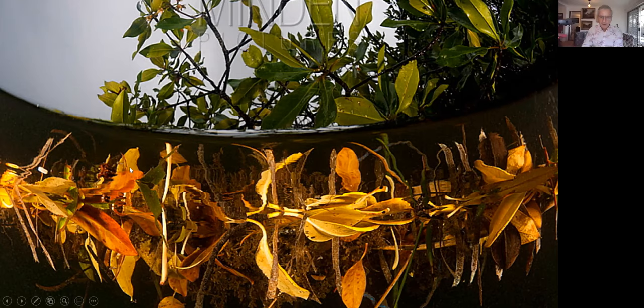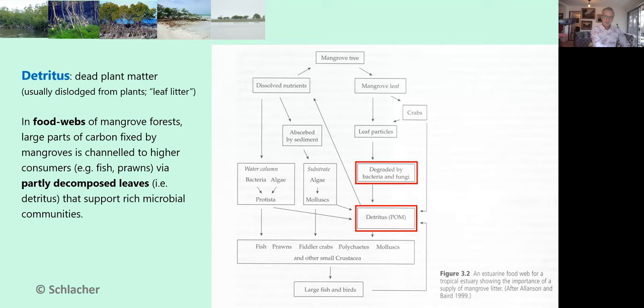That's excellent. Now, if you're a consumer in a mangrove forest, you actually want to feed on those things rather than on the fresh leaves. And why is that? Think about sauerkraut. You need to decompose it first to make it accessible, to enhance the nutrition, because it gets partly degraded by bacteria and fungi, and then it becomes what we call detritus, loaded with that extra microbial component. Then fish, prawns, fiddler crabs, mollusks, and other small crustaceans eat it. So here you go. Much of the nutrition of the mangrove forest, that's the second big function, comes from bacteria decomposing the detritus and making it more accessible.